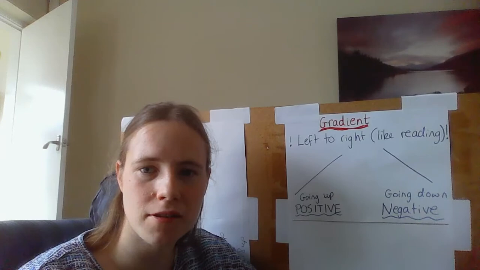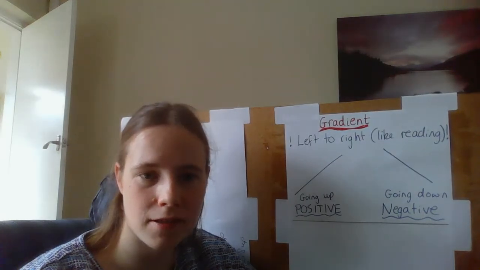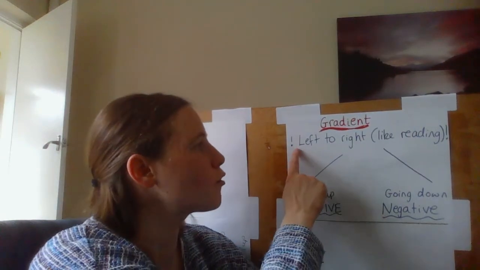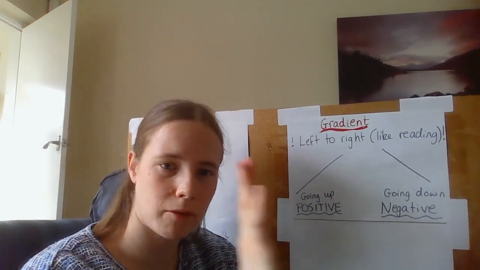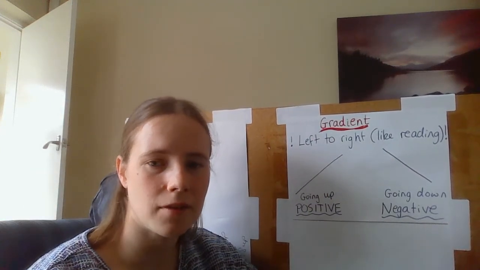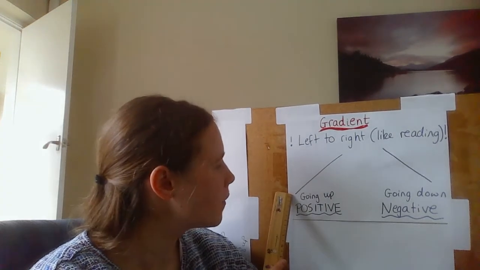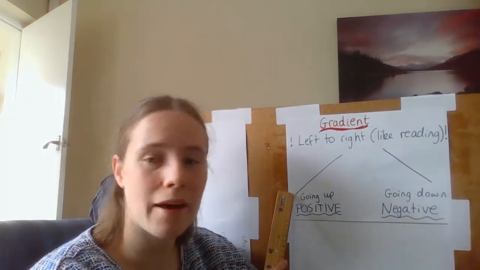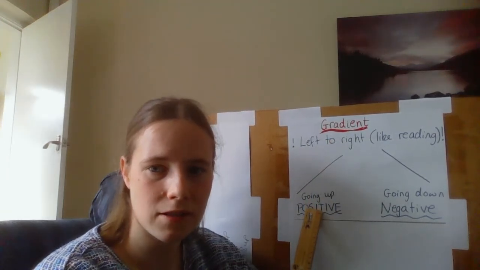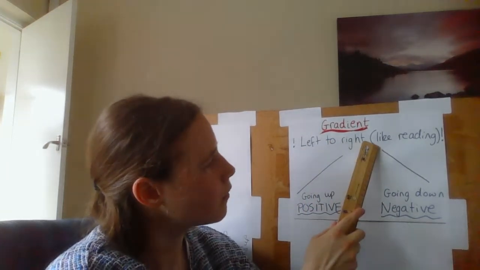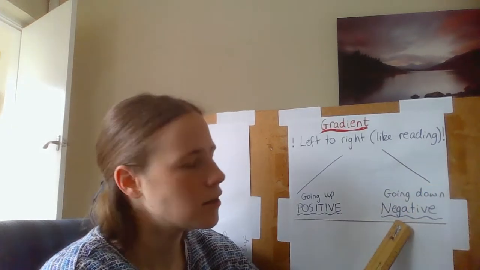Before we start, make sure when you're thinking about gradients of lines, you're always thinking from left to right, just like when you read a book. You read the words going from the left to the right side of the page. So if we have a line that looks like this, looking left to right, it's going upwards, so we say it has a positive gradient. And if we look at a line like this, going from left to right, it's going down, so it has a negative gradient.